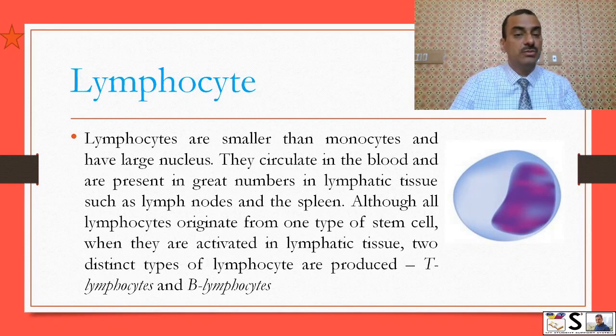Lymphocyte. Lymphocytes are smaller than monocytes and have a large nucleus. They circulate in the blood and are present in great number in the lymphatic tissue, such as lymph nodes and spleen. Although all lymphocytes originate from one type of stem cell, when they are activated in lymphatic tissue, two distinct types of lymphocytes are produced: T lymphocytes and B lymphocytes.